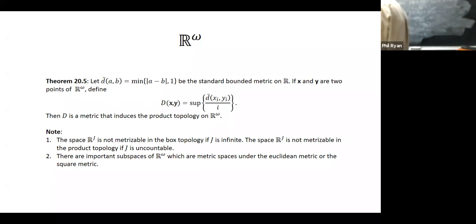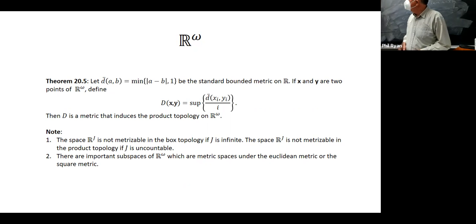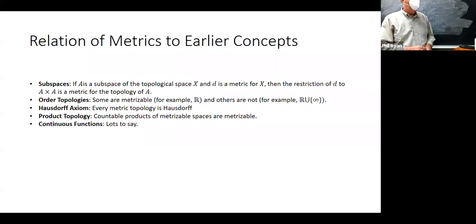So as I said before, if you've got R to an infinite index set, then the box topology is not metrizable, and R to an uncountable index set is not metrizable in the product topology. And as I said before, there are important metric spaces, important subspaces of this space of sequences to study. But that really belongs to analysis. Okay.